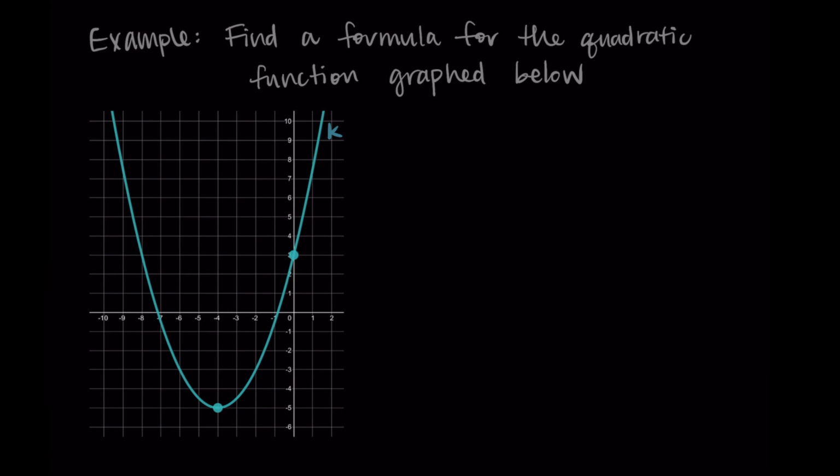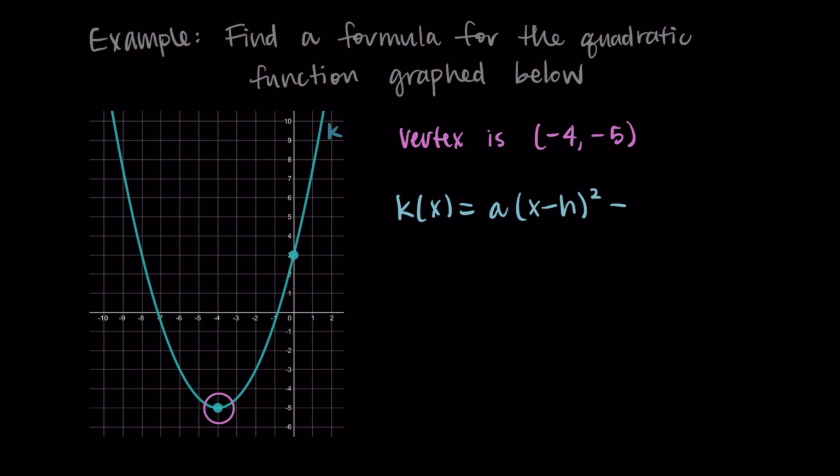So what I notice here is that there's a very clear vertex, and so I can use vertex form in order to write the formula for the quadratic function. So I see the vertex is at -4, -5, and this will help us use our h and our k in our vertex form. So specifically, we're going to do k of x is equal to a times x minus h quantity squared plus k. And just from the graph, we already have h and k, so we're making great progress. So h is -4, and k is -5.